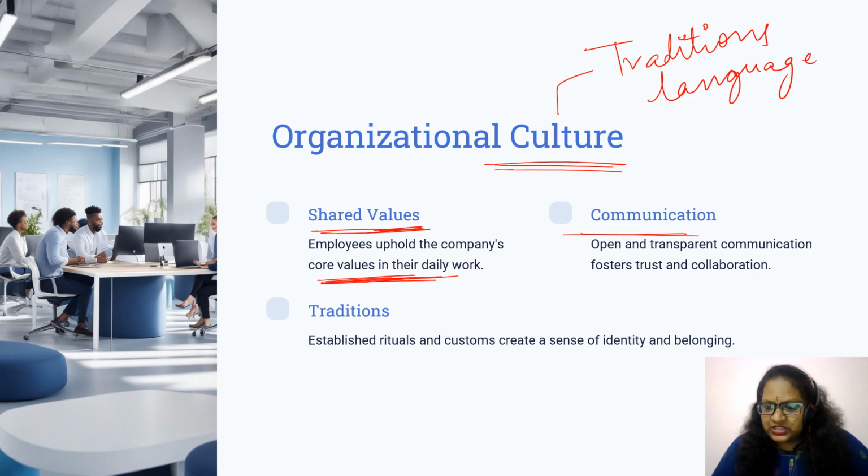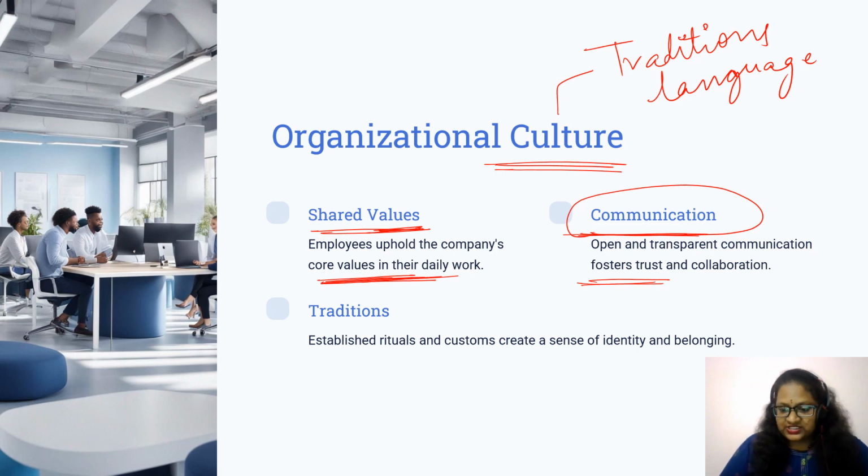Next would be communication. Open and transparent communication fosters trust and collaboration. How open the employees are with each other, how open the organization is within itself, and how we can trust, these things matter a lot while we are communicating with somebody. So communication also plays a major role in influencing the organization's behavior.